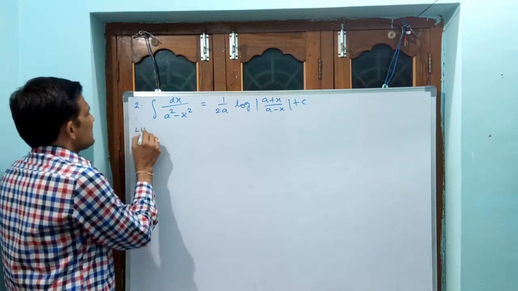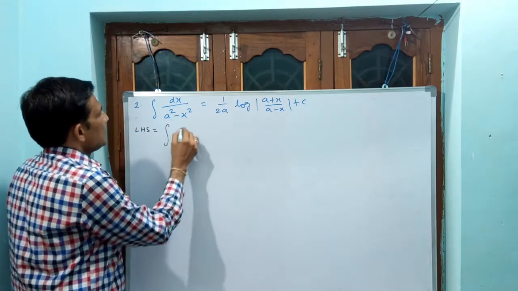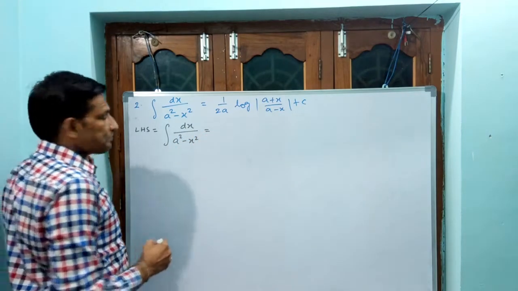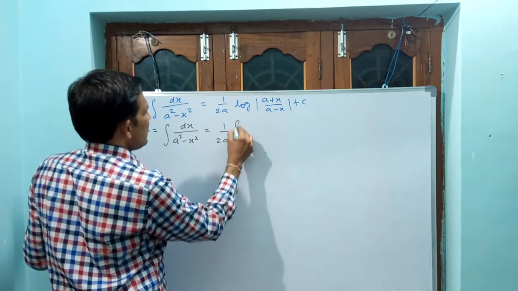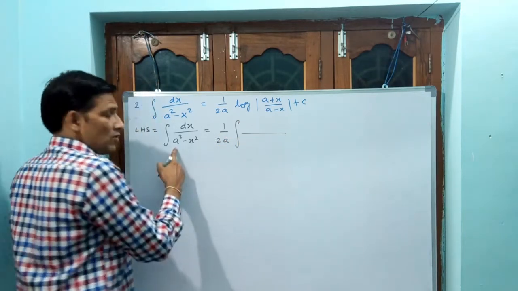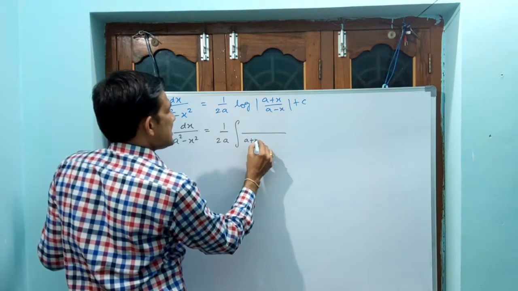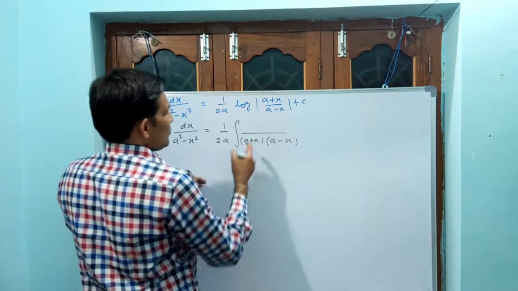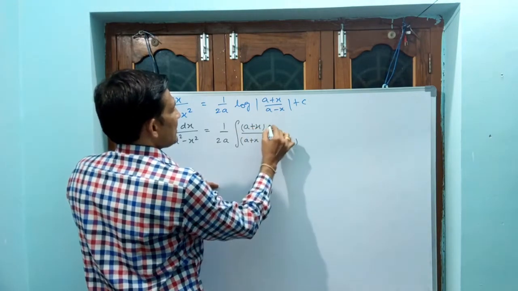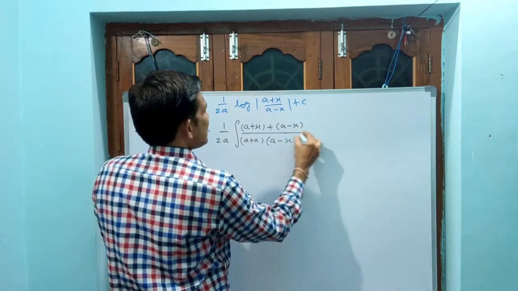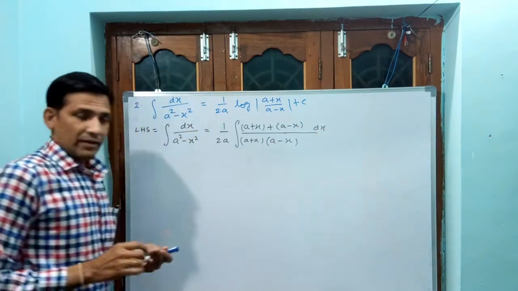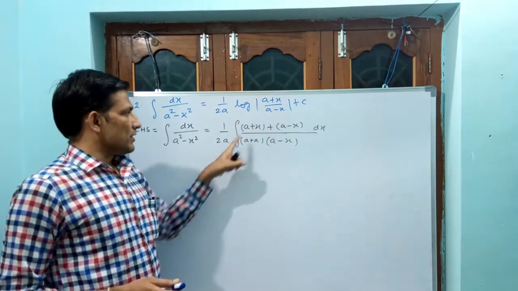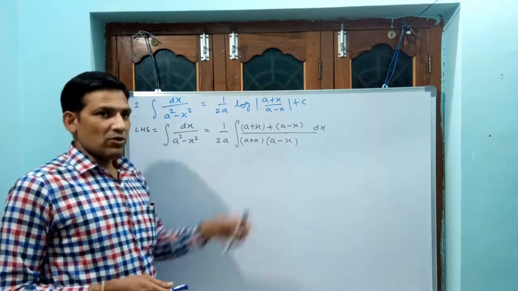Let us see how to write it. LHS I am taking: integral dx by a square minus x square is equal to, same as earlier, 1 by 2a integral. Now a square minus x square means a plus x into a minus x. First you write a plus x, then you write plus a minus x, dx. Here 2a has to come: a plus a, 2a has come, and x minus x cancelled. Now it has been neutralized.